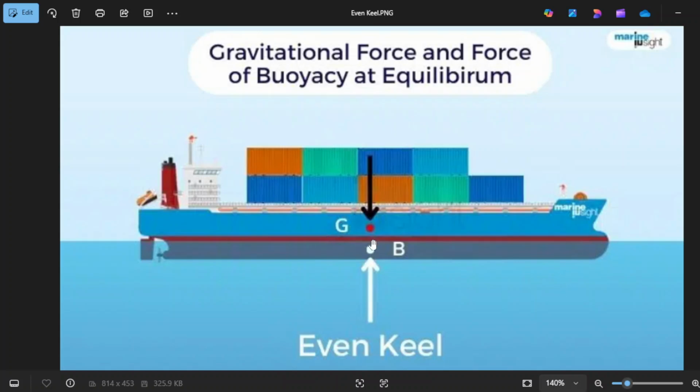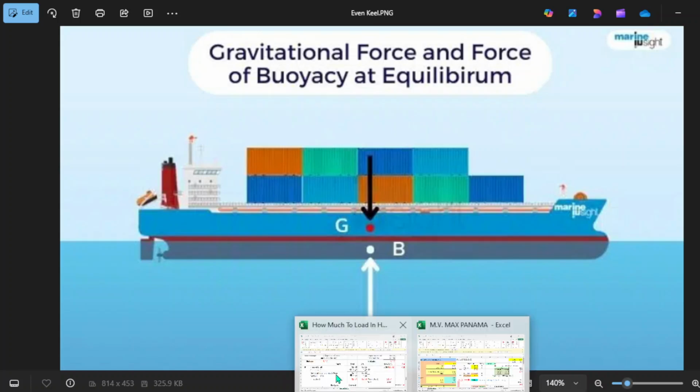There's no trim, zero trim, and the condition of your buoyancy, the water pushing up, is your buoyancy, and the weight of the vessel pushing down is your gravity or LCG. Okay? I will explain later. Let's go first to the diagram.